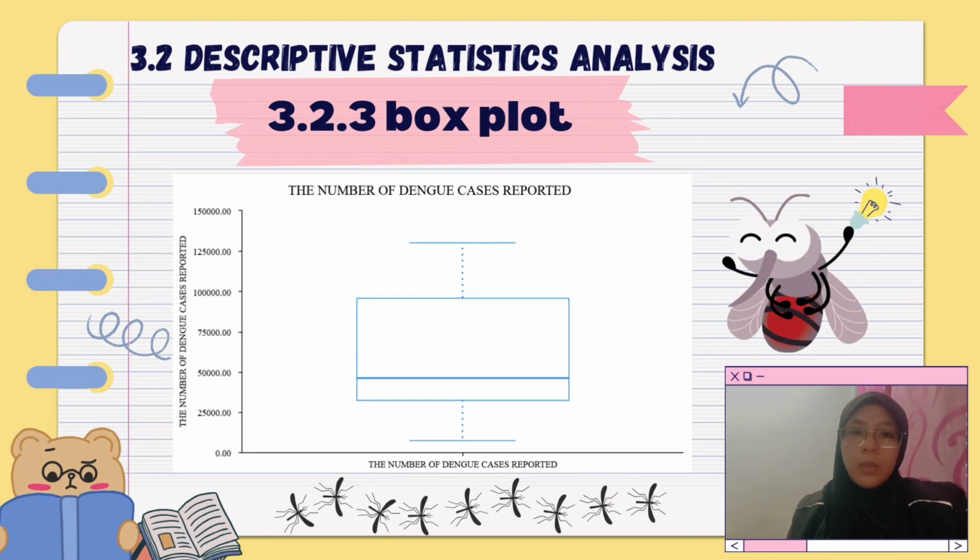The figure shows the box plot for the number of dengue cases reported. The median in this data is approximately 46,171. The lower quartile is around 32,767. The upper quartile is around 90,304. The minimum and the maximum values are 700 and 130,101. The distribution appears to be positively skewed.